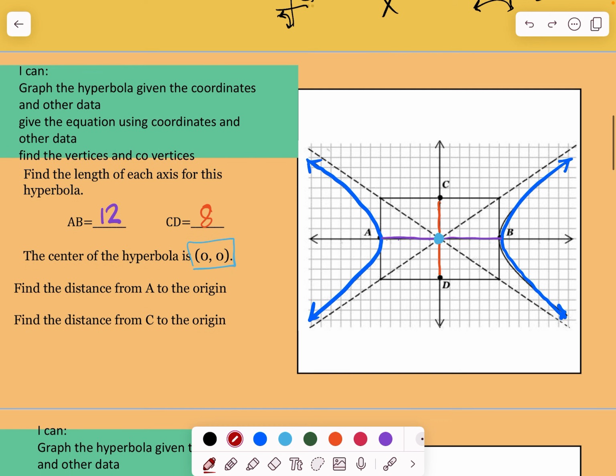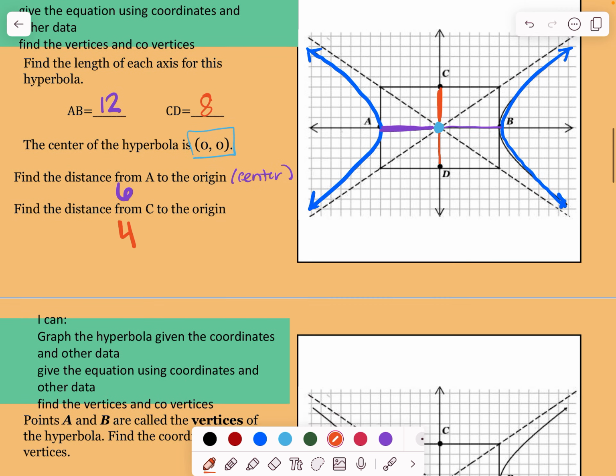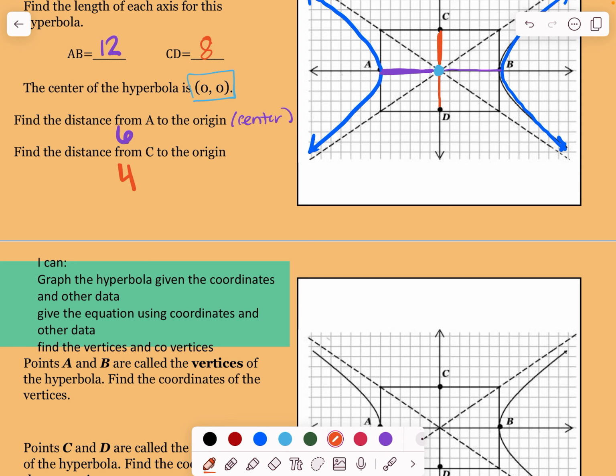Okay, so then let's think about, just like in our ellipse, what is the distance from A to the origin, which is our center? And we said it was 6. We counted it out. And then I want to know, how about C to the center? We said that was 4. Okay, and just like in our ellipses, these numbers are going to tell us which side's the big side, which side's the short side. Okay, so it's the same picture on the next slide. Go ahead and pause me if you need to.